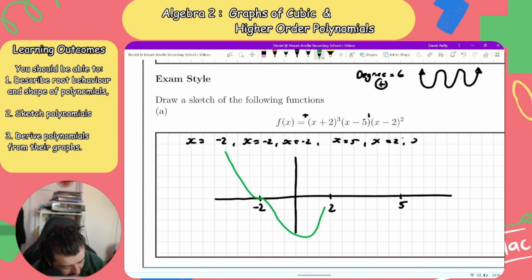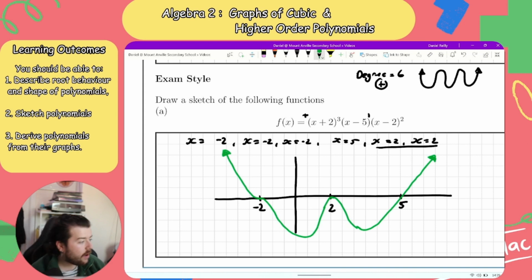My next root here is x equals 2. And that is repeated twice. So I'm going to go up and hit the graph. But remember, the multiplicity is even. So it's just going to touch the graph, go back down. And then finally, it passes through x is equal to 5 once. And there we go. There's my graph.